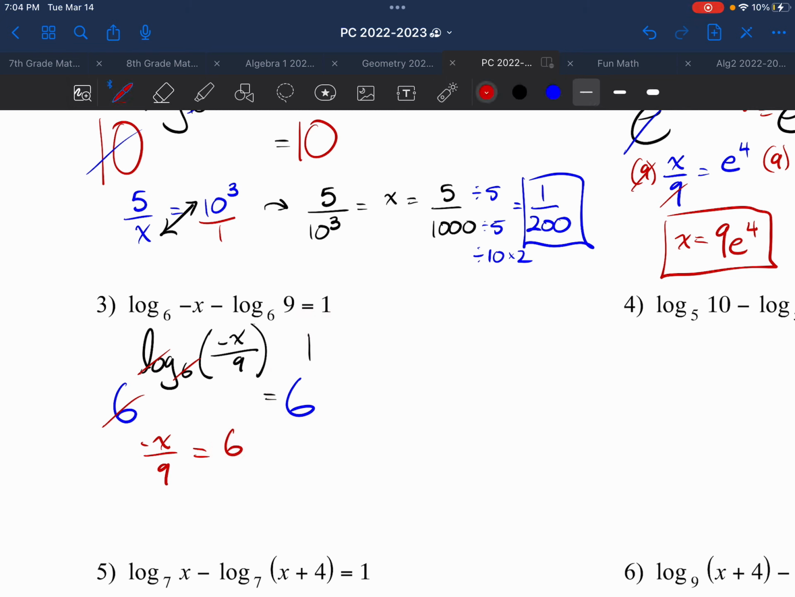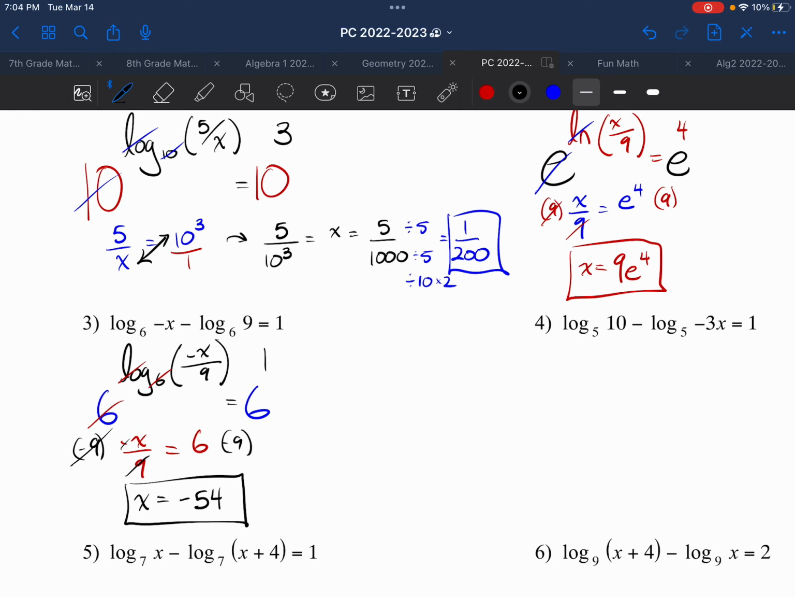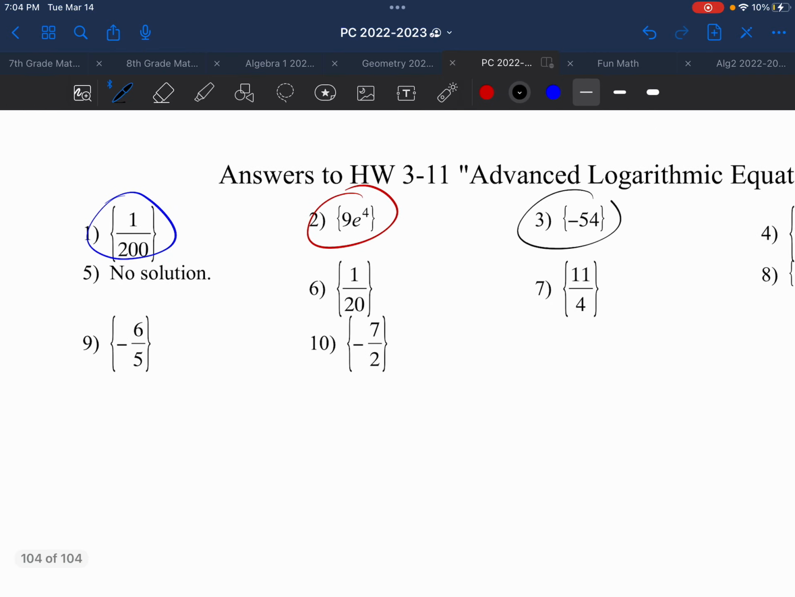And then we need to get rid of this negative and get rid of this 9. I can do that all in one step by multiplying both sides by a negative 9. When I do that, u and u are gone, leaving me with x is equal to negative 54 for my final answer, which I will then box. Negative 54 for number 3.